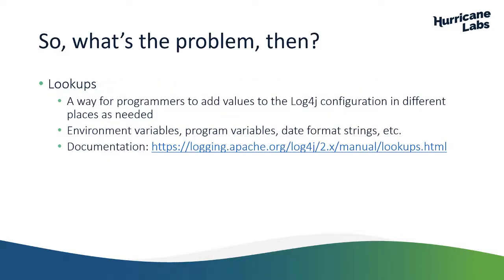The specific problem being exploited in this vulnerability has to do with functionality added to Log4j2 called lookups. Lookups are a way for programmers to add values to the Log4j2 output in different places as needed. This could be environment variables, program variables, date format strings, and a variety of other data types. I included a link here to the documentation if you want to learn more about what lookups do.